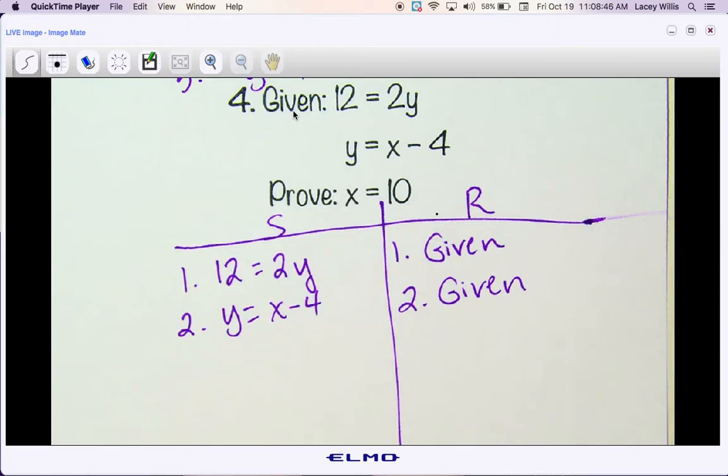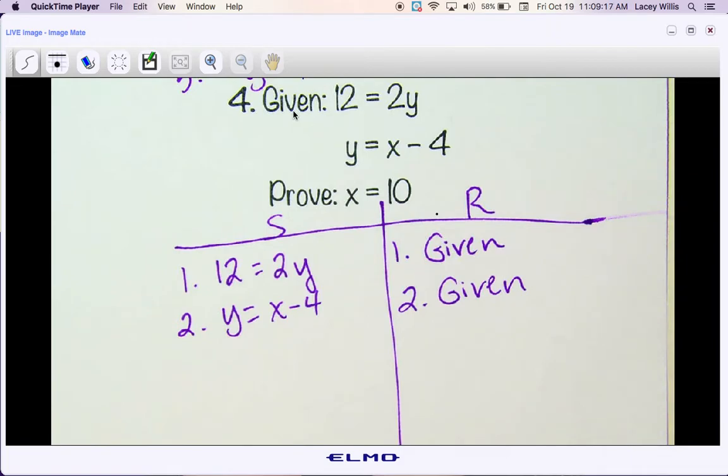So what ideas do you have? Okay, you could add 4. Any other ideas? Solve the first one. Okay, you could get y by itself there. Any other ideas? Could you do either one of those things? Yeah. So this is where I get a lot of questions. How do I know what to do next?